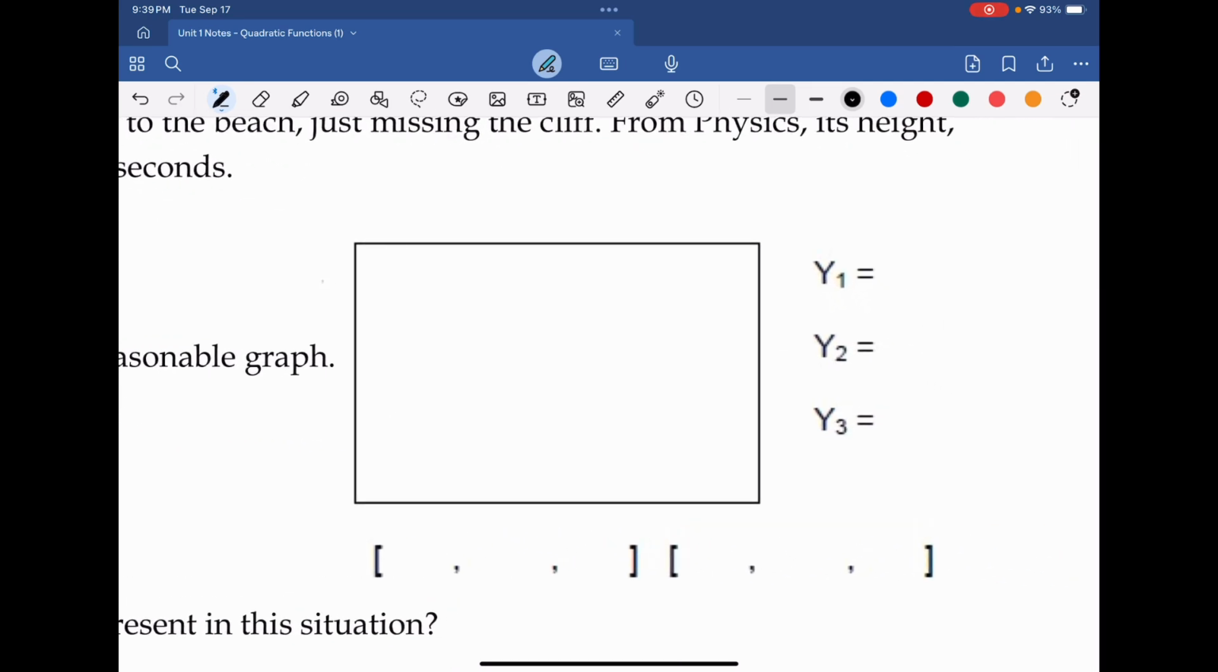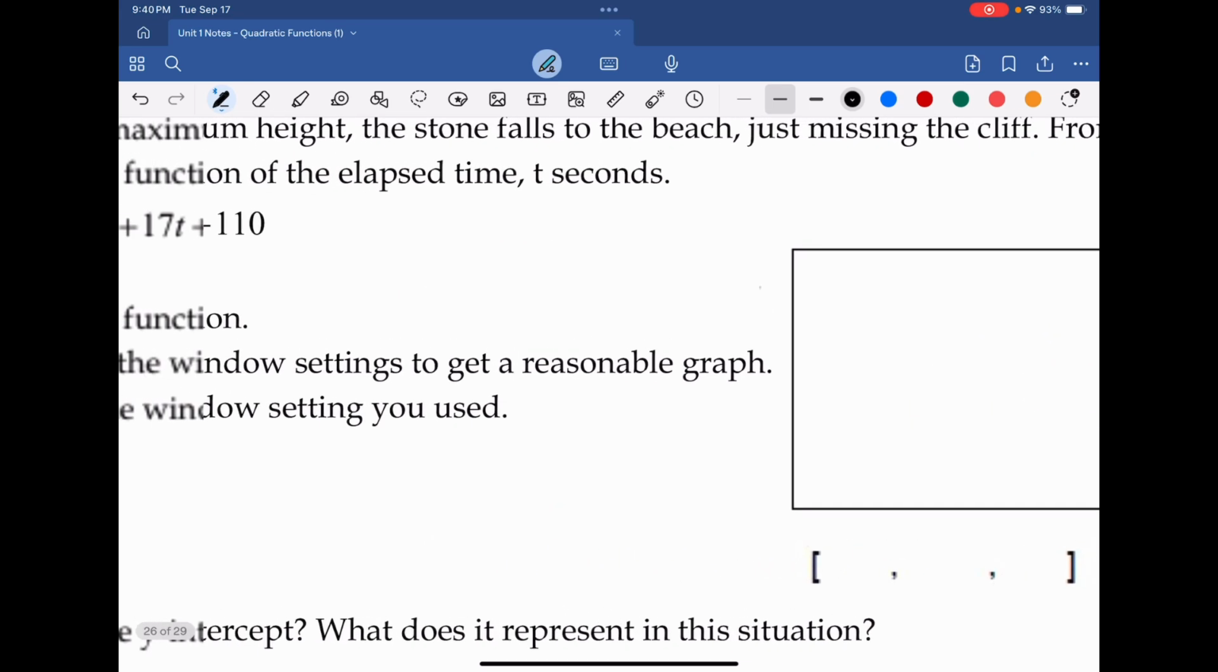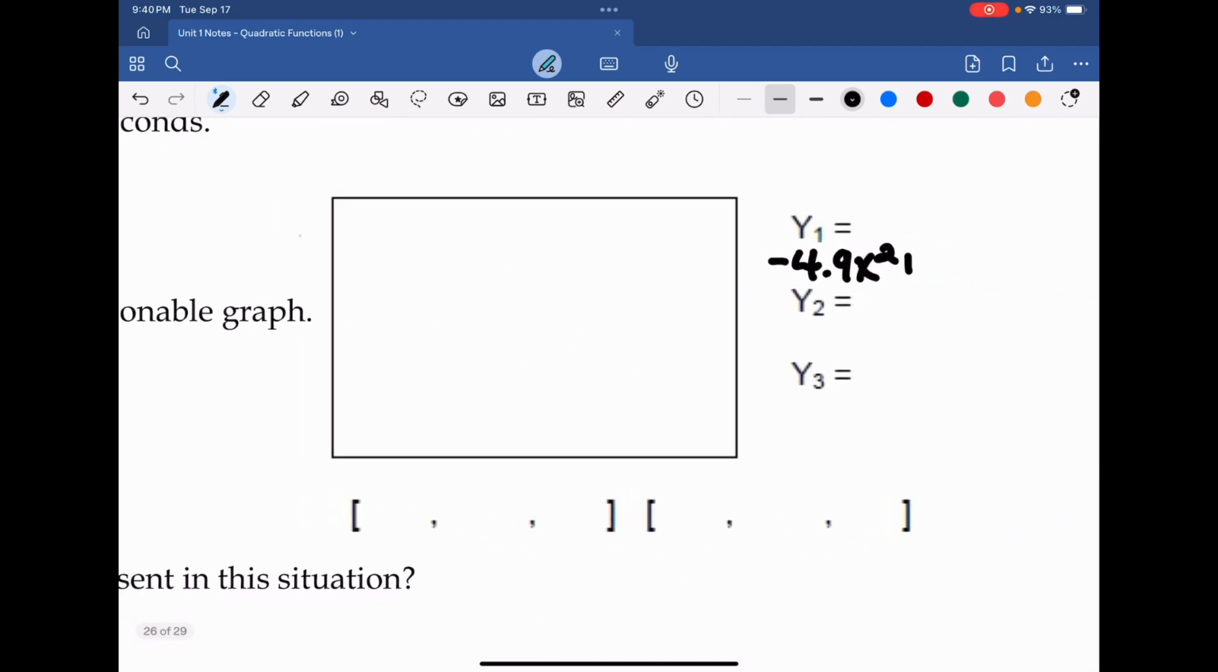Under y1, which is going to be under your, for my TI users, the top left button, y equals, you're going to put negative 4.9. And instead of t squared, you're going to put x squared. The next term was 17t, so we're going to go plus 17, and instead of t, we're going to write x. And then lastly, we're just going to write in our constant term of 110.